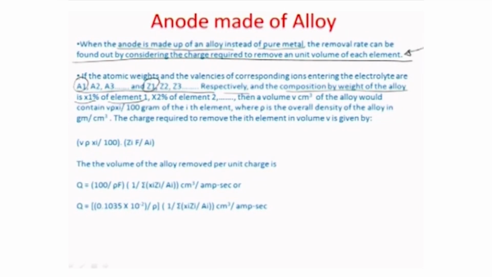So this is the valency state which actually comes into question when this material gets removed from the particular electrode. The atomic weight A2 and its valency Z2, the atomic weight A3, its valency Z3, so on and so forth respectively, and the composition by weight of this alloy is maybe let us say x1% of A1, x2% of A2, x3% of A3, so on and so forth. Okay. And the whole idea is about the removal of a volume V centimeter cube of this alloy, where all these paradigms need to be somehow integrated, so that total amount of volume that is removed is V centimeter cube.